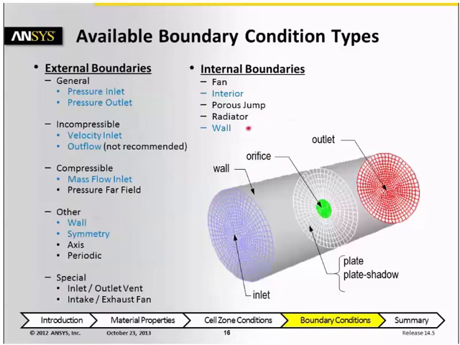Interior and wall boundaries are the most common kinds of internal boundaries, but there's also so-called jump boundary conditions available, and this includes porous jump, radiator, and fan boundary conditions. The boundary condition types that you see here in blue font are going to be explained in more detail in the upcoming slides, and other boundary types may have descriptive material available in the appendix.